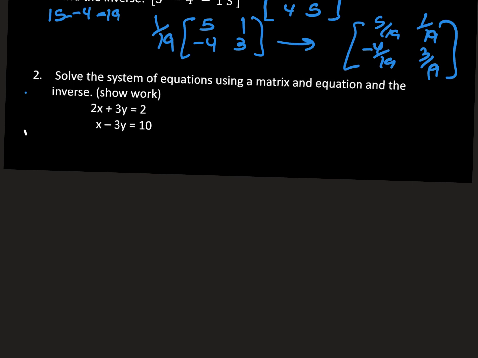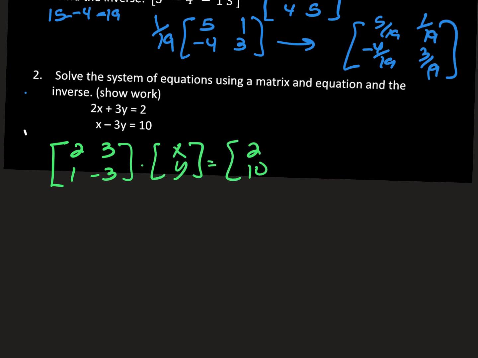So first of all, let's set the system up with the coefficients in one matrix, the variable in the next matrix, and then the constants in the other one. You can surely get that far. Then I'm going to find the inverse of this one, so I can multiply both sides by the inverse and move it over. So same steps I just did on the last one.